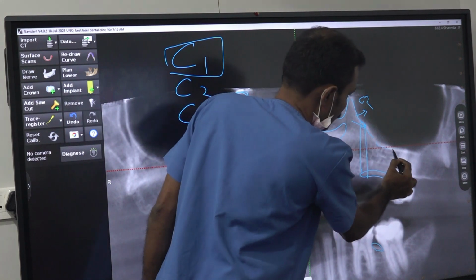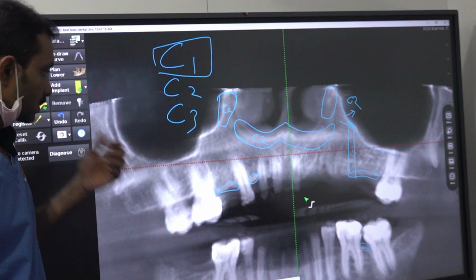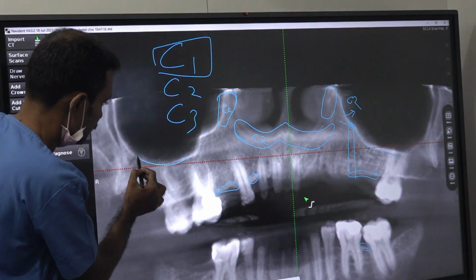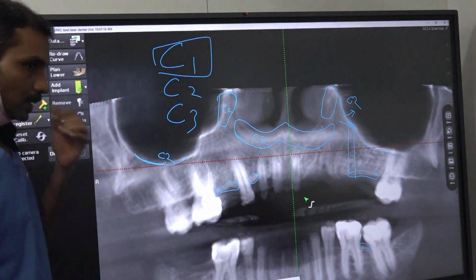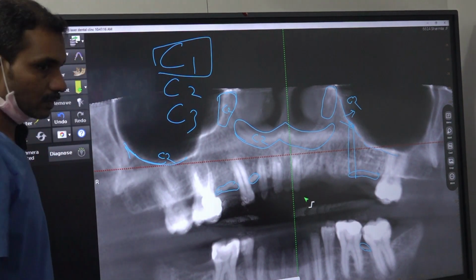The sinus floor is also a C2. You can see, no? It is thick. But of course, sometimes it is weak. See, this is the sinus floor here. This is another C2. Okay. The posterior wall is another C2. Okay.